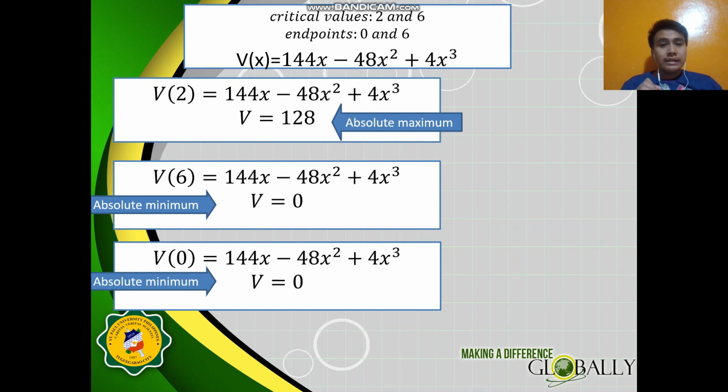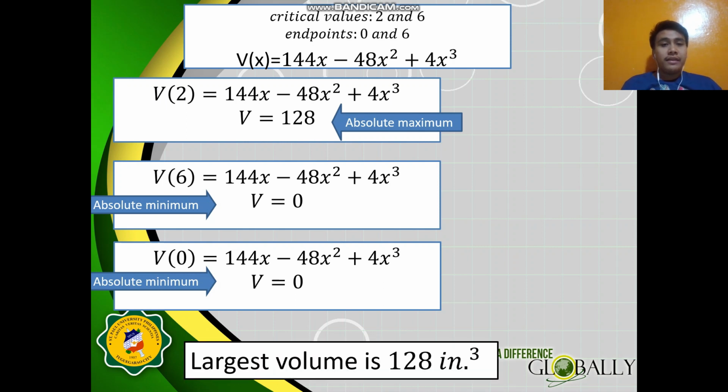So you don't need to worry here because there are two different places, but as long as there is only one absolute minimum, that's just okay. So therefore, we have come to a definite conclusion that the largest volume is 128 inches cube, and this is obtained when the length of the side of the square cut out is 2 inches. So this is now the answer in the problem.